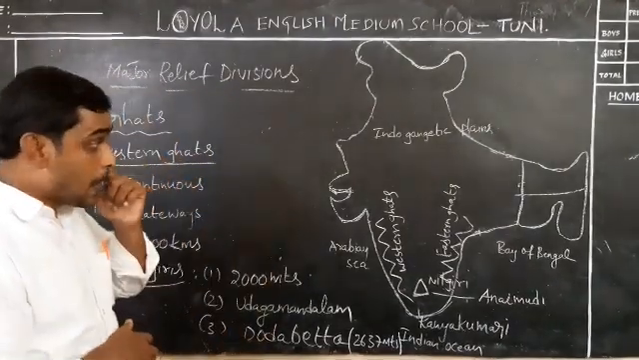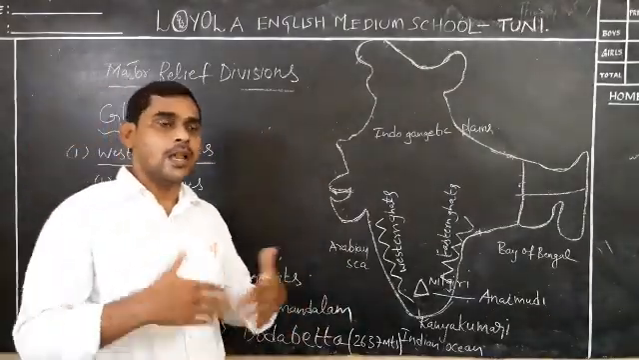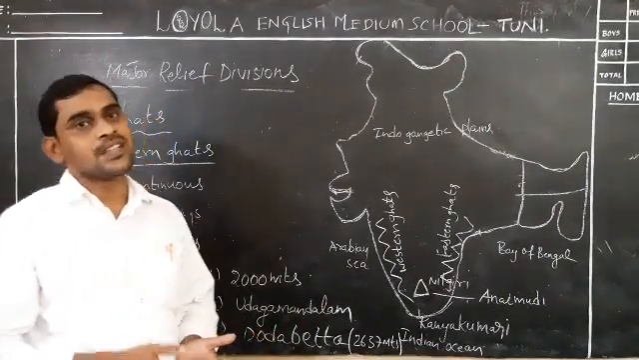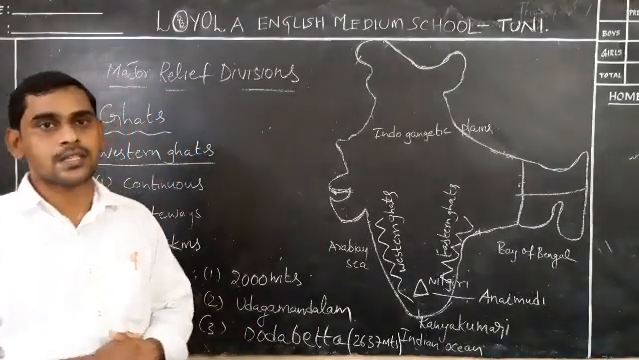Already I told you, famous hills are located in the Western Ghats. What are they? Anamali, Palani, Cardamom Hills. These are the famous hills. These all hills are located in the Western Ghats.